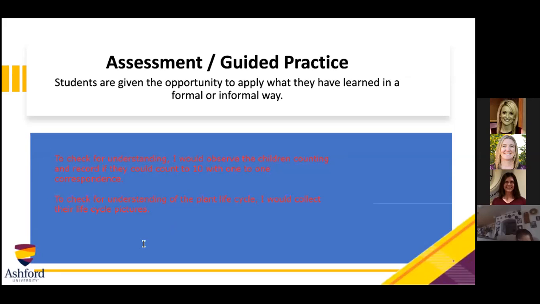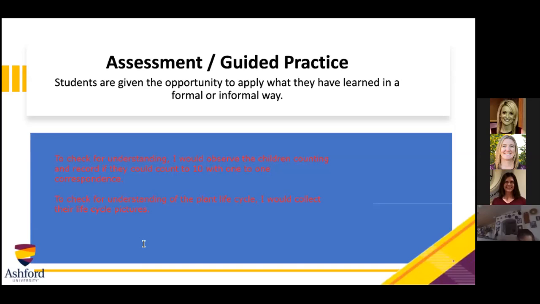So in order to do that, we want to have two different ways of assessing. So to check for understanding, I'm going to observe the children counting and record if they can count to 10 with one-to-one correspondence. And to check for understanding of the plant life cycle, remember in the lesson procedures, we talked about how at one of the stations, the kids would have a worksheet and they were going to cut and put the different images in order. So I would assess that through their work sample. I would collect their pictures and look and see.